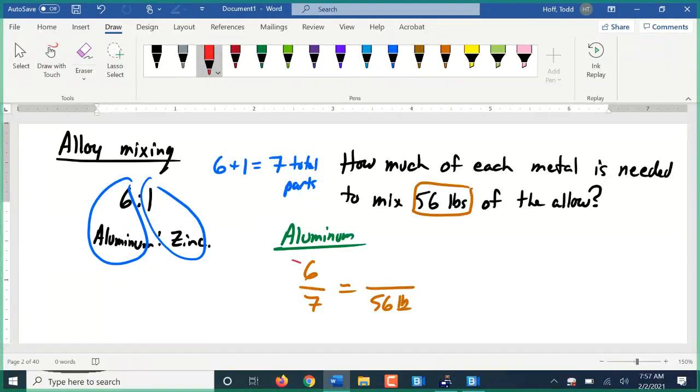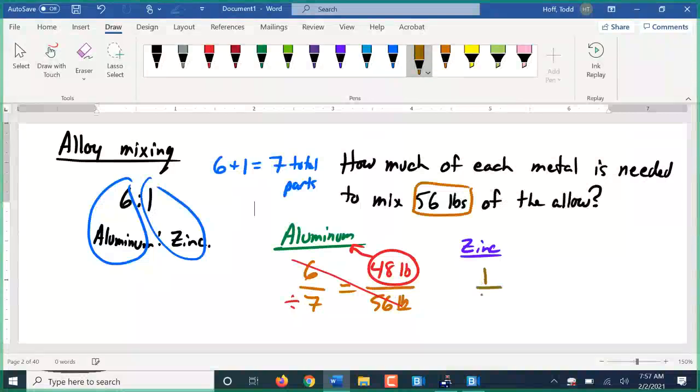Now we cross multiply and divide. 6 times 56 divided by 7. That's 48 pounds of aluminum. For zinc, well, zinc is 1 part out of the 7 parts total. Again, the 56 pounds represents the total finished alloy. We cross multiply and divide. 1 times 56 divided by 7 gives us the alloy would take 8 pounds of zinc.